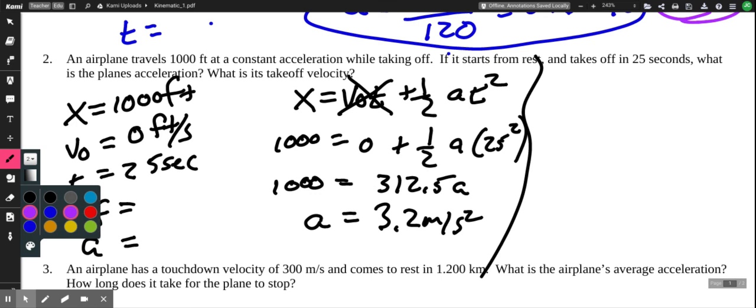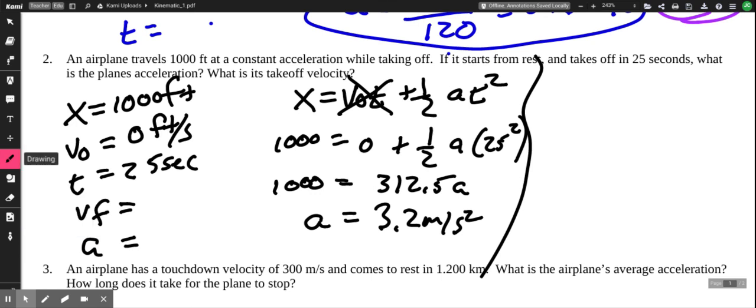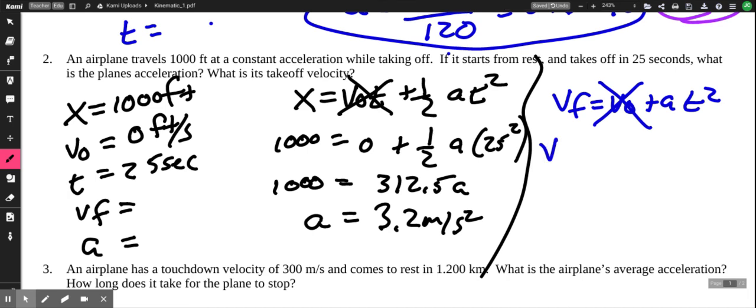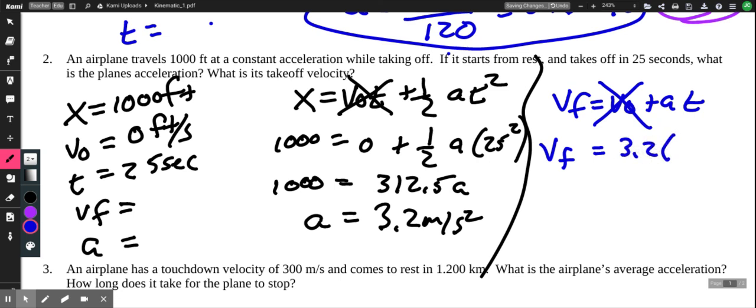Now, we also need to solve here for the final velocity. And once I have 4 pieces of data, the first kinematic becomes very easy. The final velocity is equal to the initial velocity plus AT. We know the initial velocity is 0, so this term is gone. So we get AT, no square, AT. So the final velocity is equal to the acceleration of 3.2 times the time of 25 seconds. And so the final velocity in this case is 3.2 times 25, 80 feet per second.